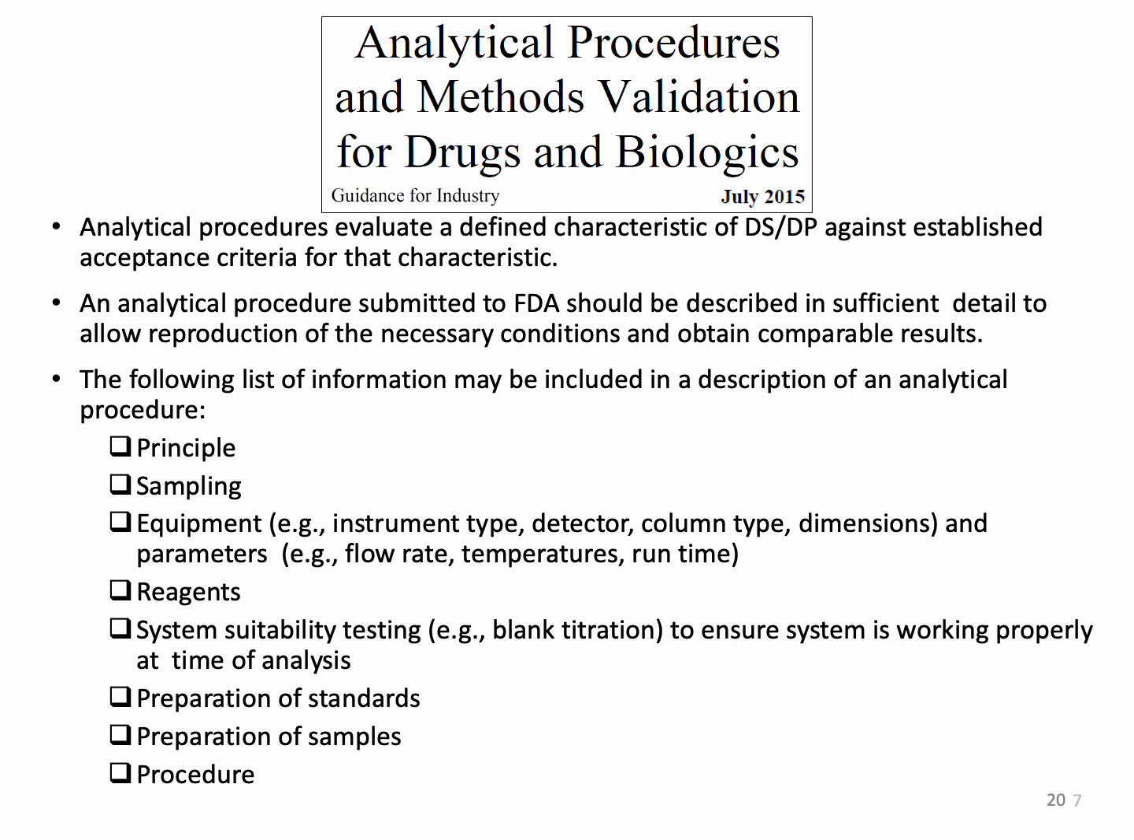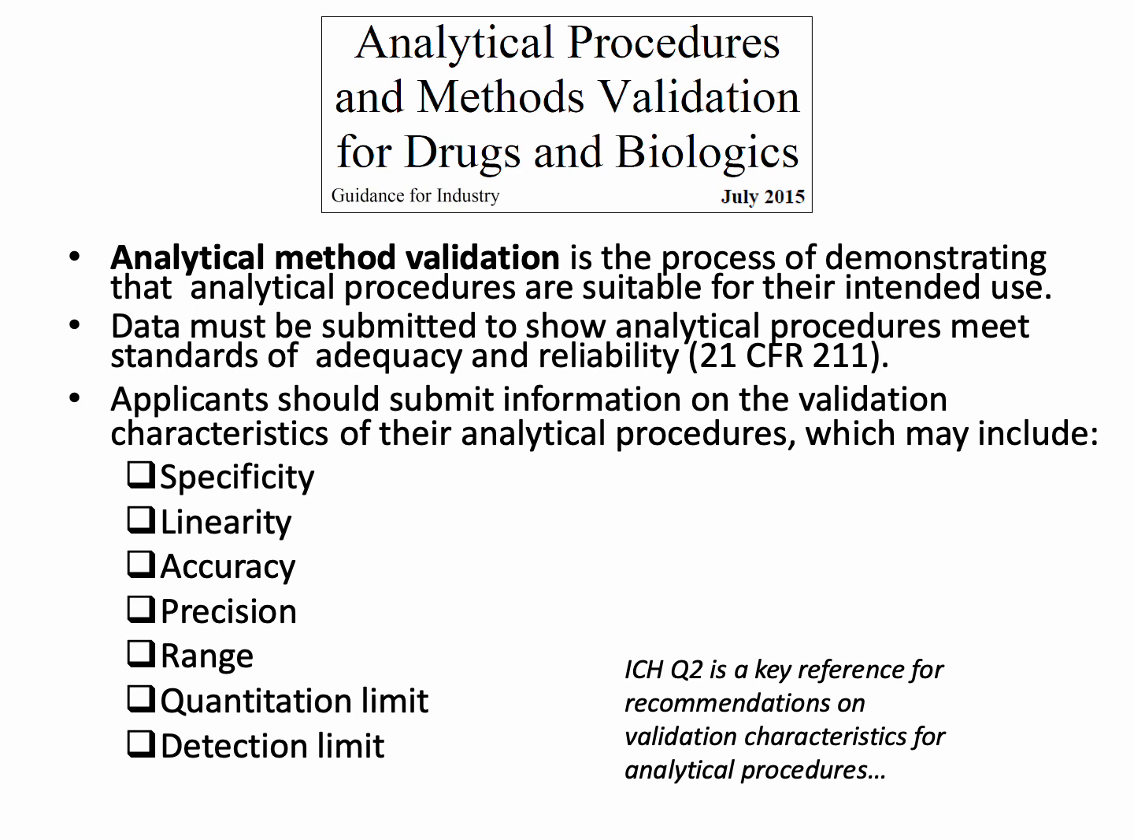So we also have to talk about reagents, system suitability testings like blank titration, etc. We have to talk about the preparation of the standards, giving information on preparation of samples and procedures. Now, another important point is analytical method validation, which is the process of demonstrating that analytical procedures are suitable for their intended use. So data must be submitted to show analytical procedures meet standards of adequacy and reliability.